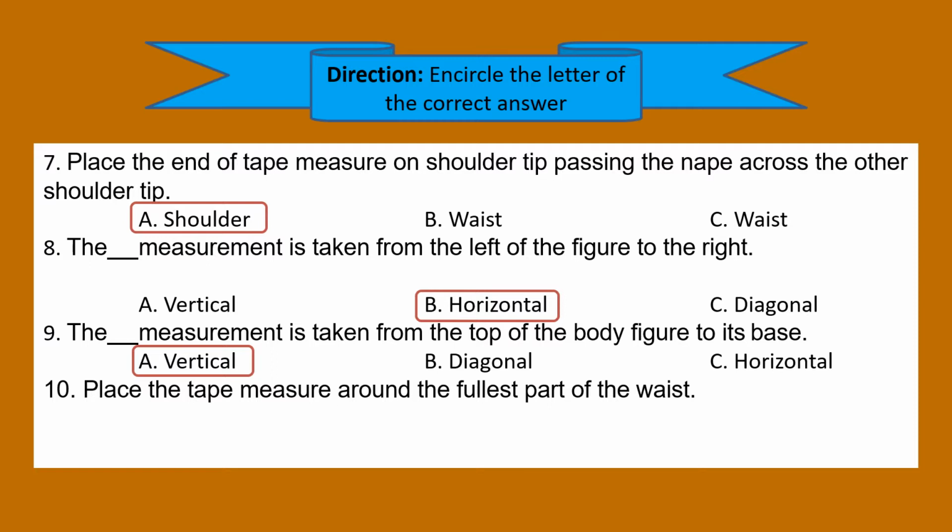Then, place the tape measure around the fullest part of the waist. A, hip, B, chest, D, waist. So the correct answer is letter D, waist.